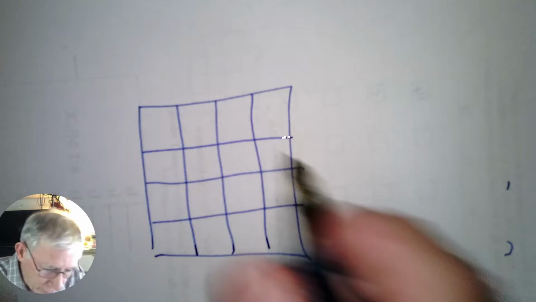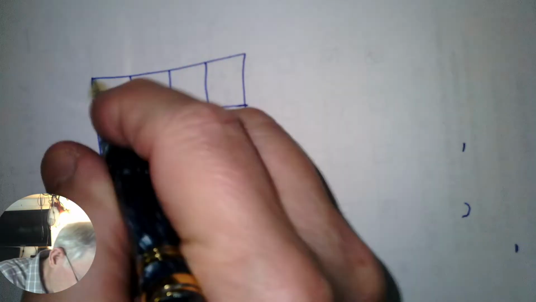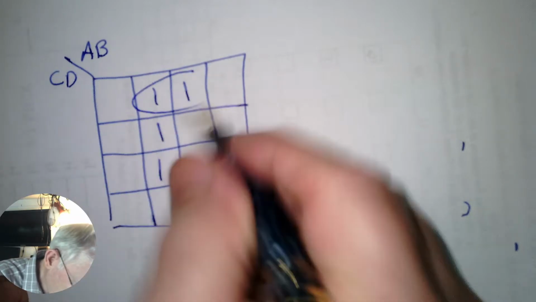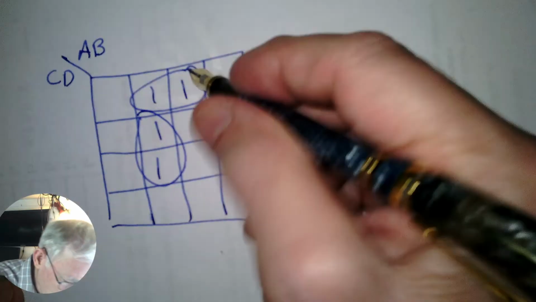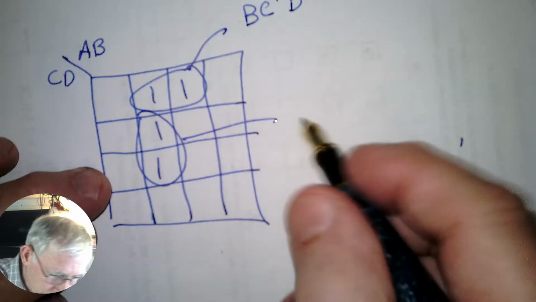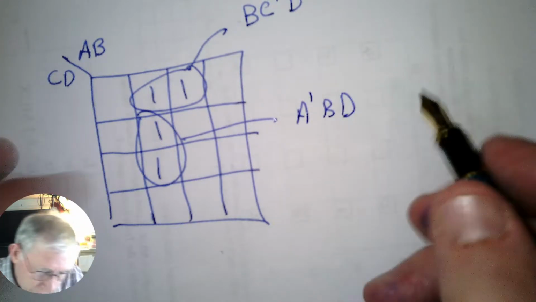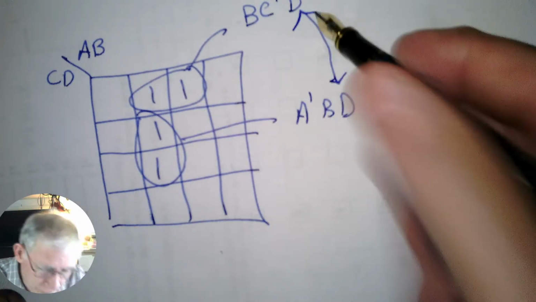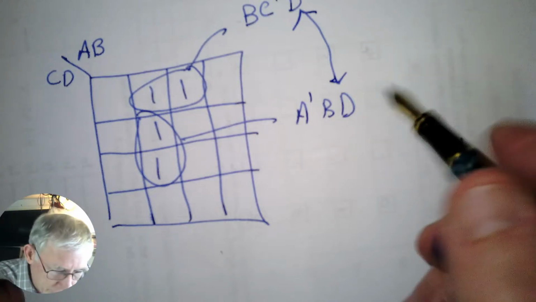All right, and so I believe we had those two. One, two. Yeah, okay. So, A, B, C, D. We had 1, 2, 1, 2. So we have this group, and we have this group. So this group is going to be B, C prime, D prime. This group is going to be A prime, B, D. All right, so notice the D here changes from D prime here to D there. And that's where the hazard comes in.